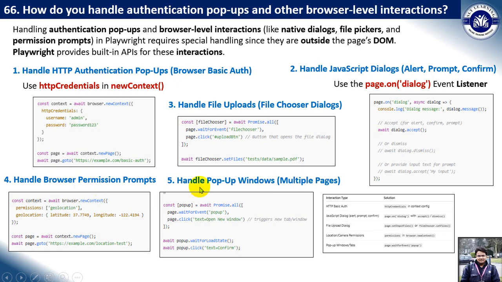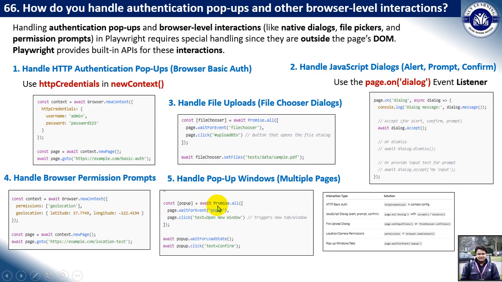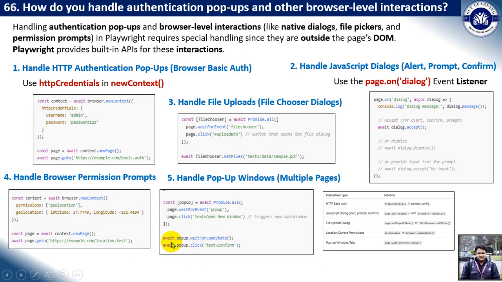Okay, handle the pop-up windows, like multiple pages. How can you handle that? Again you can use Promise.all. This will help you perform both the actions. So once you click to open a new window, it will wait for the event, and then you can perform your other action like popup.click with text equal to confirm. You can confirm, wait for load state, and then you can perform other actions.